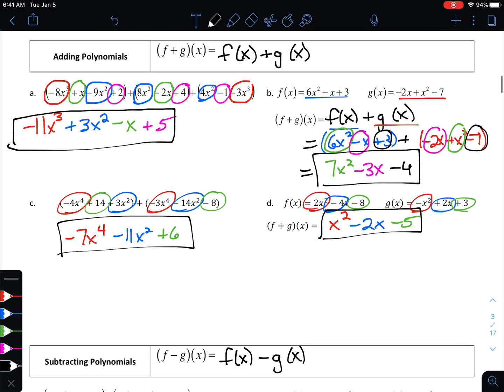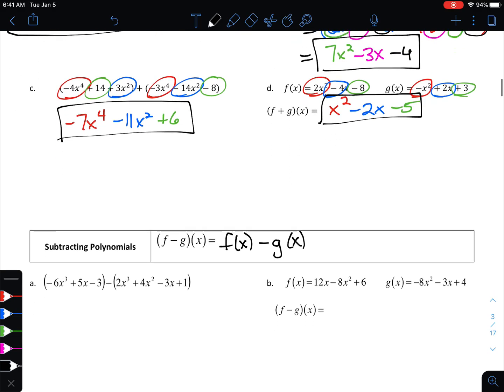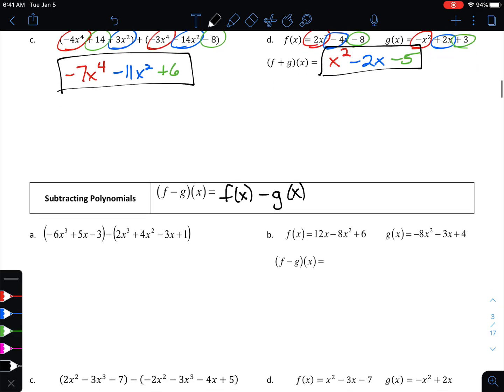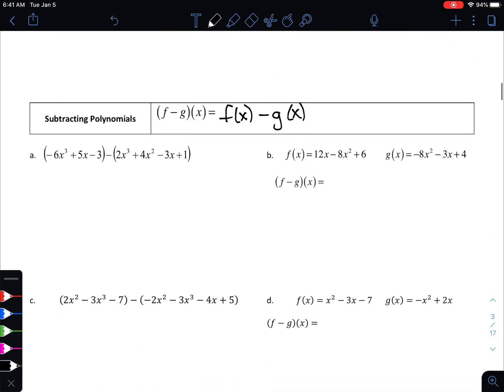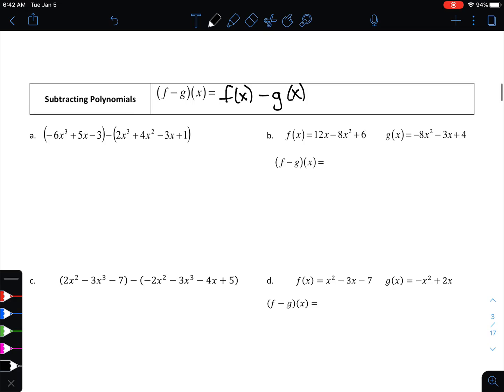All right, so that's addition, pretty simple. Subtraction is going to be much the same. The only difference being that you're going to have to be careful with the minus sign. In fact, what I'm going to choose to do on each of these problems is distribute the minus sign to change it to be an addition problem. And then it really just works the same as the examples above. So let's see kind of how that works.